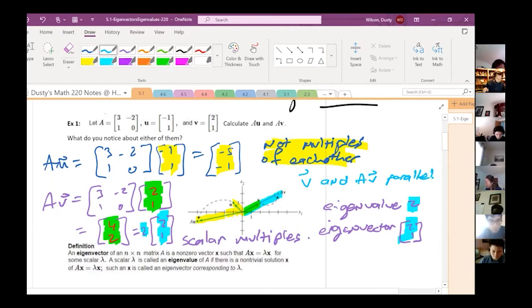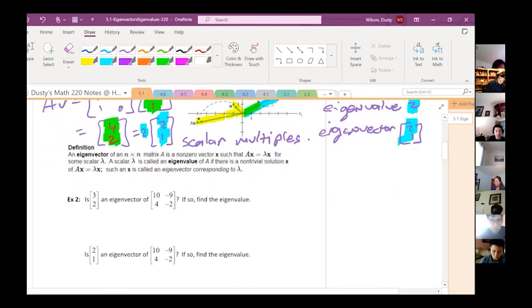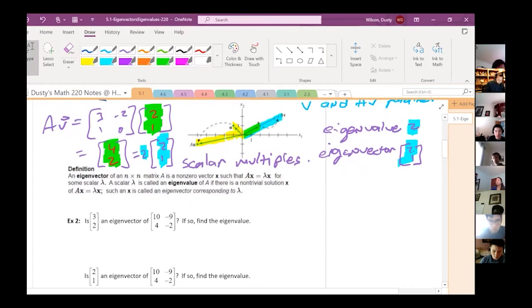So focusing in on this, let's get ourselves a little bit more vocabulary and notation. So let's get this definition. An eigenvector of an n by n matrix A is a non-zero vector x such that Ax equals lambda x for some scalar lambda. A scalar lambda is called an eigenvalue of A if there's a non-trivial solution x of Ax equals lambda x, such that x is called an eigenvector corresponding to lambda.